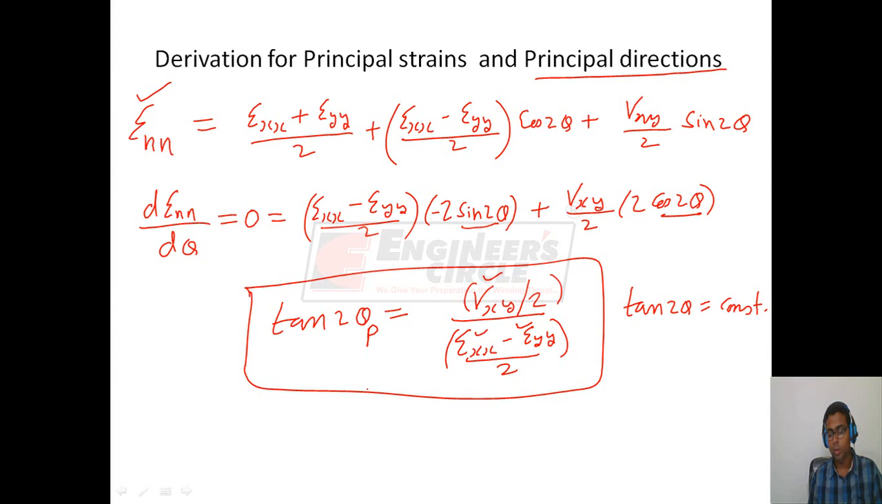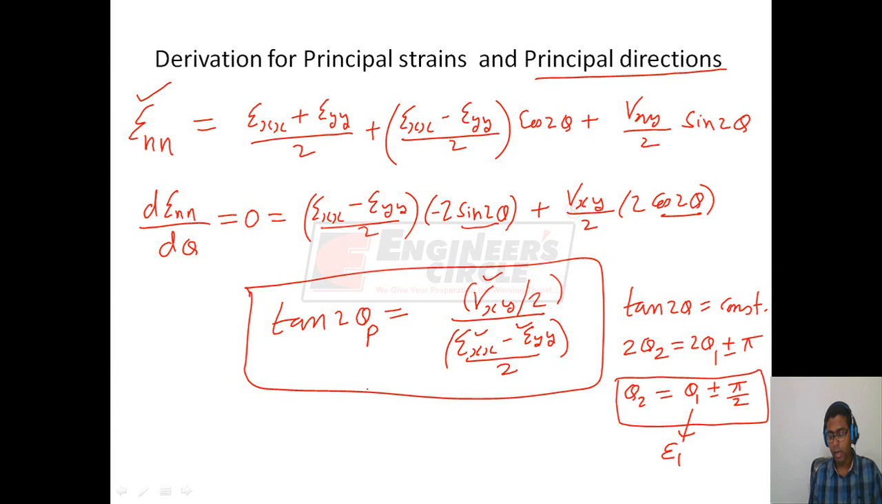This equation has two roots. Let the two roots be theta 2 and theta 1. The two roots will have an angle of 180 degrees between them. Therefore, we get theta 2 equal to theta 1 plus or minus pi by 2. Let theta 1 correspond to the maximum principal strain, that is epsilon 1, and theta 2 correspond to the minimum principal strain epsilon 2.